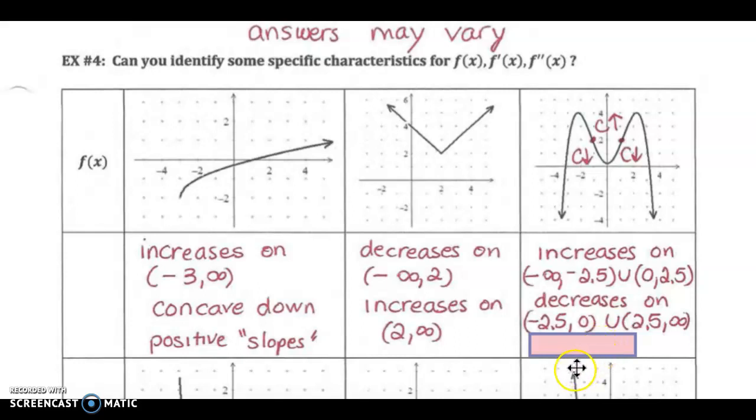Okay, and the last thing, they've noted the concavity here. It's concave down, concave up, concave down. And then they just wrote that it's concave up from -1 to 1 because those are the points of inflection right there. Okay, so those are just a few characteristics that we can see. We're not connecting them with any meaning yet.